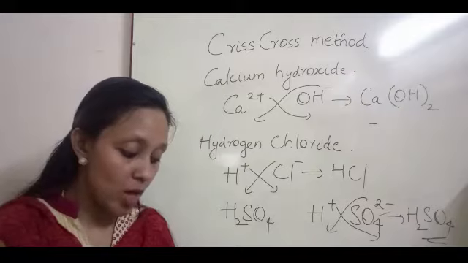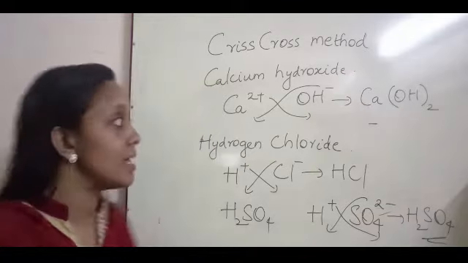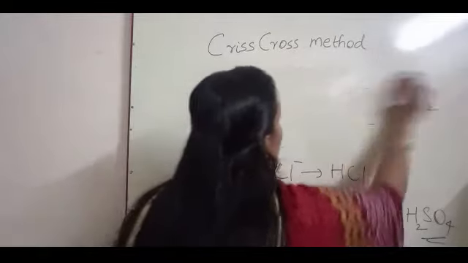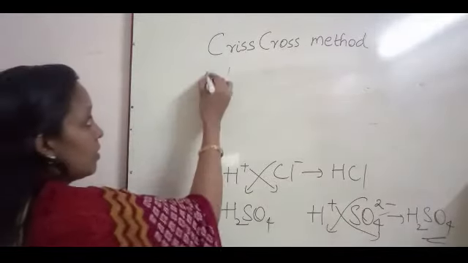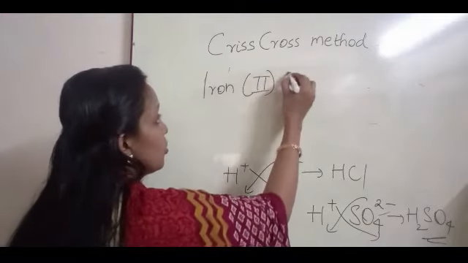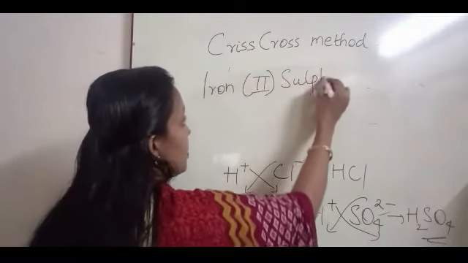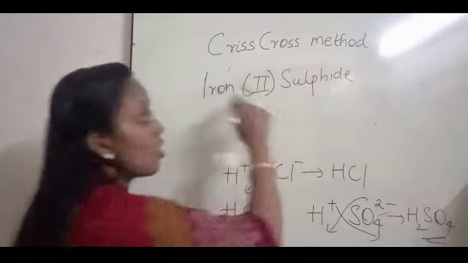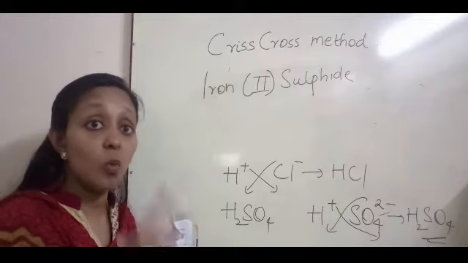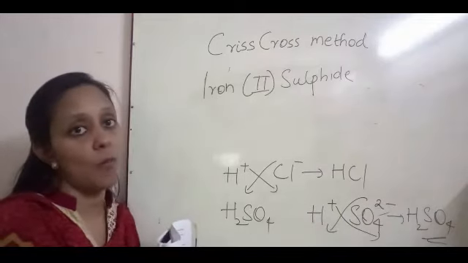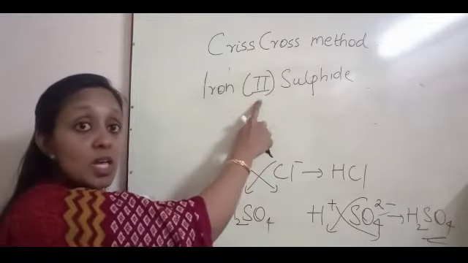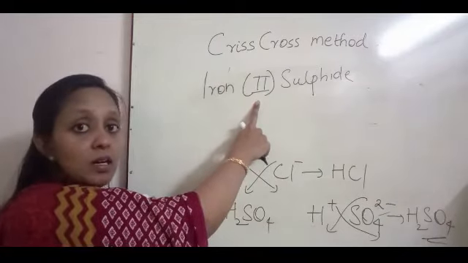Moving on to the next one, iron 2 sulfide. What is given in the question? Iron 2 sulfide. This 2 is given in bracket. So what is this Roman numeral 2? It actually represents the valency of iron in this compound. Valency of iron in this compound is represented using this particular notation.